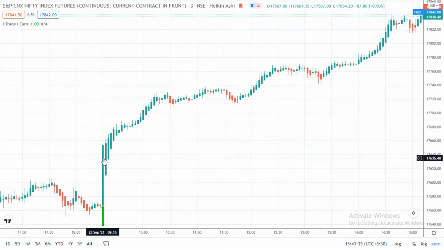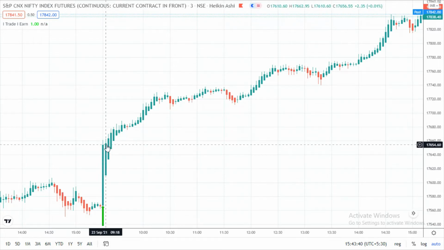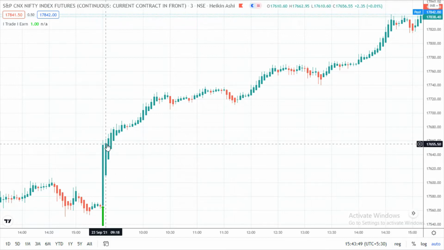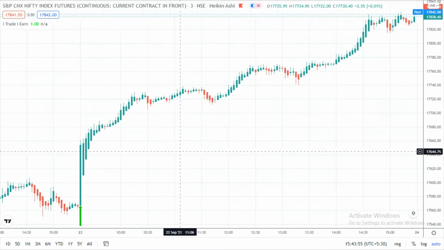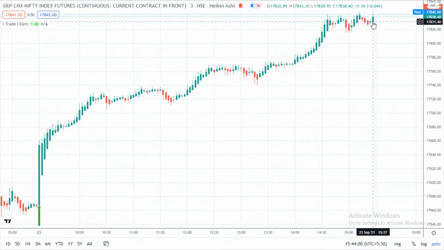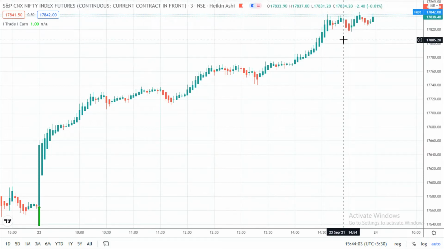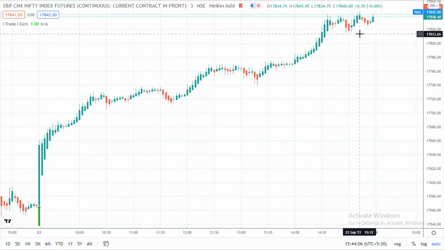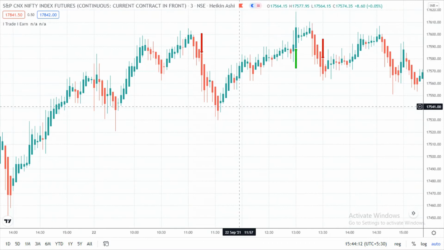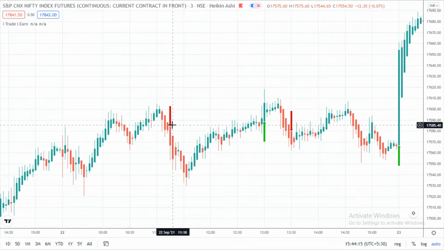So the closing of this candle is here. That means we need to buy when the next candle closes above the previous close of this candle. Once you have bought this, you can see today all day it went up from here till here. Right now the markets have closed, it's 344.